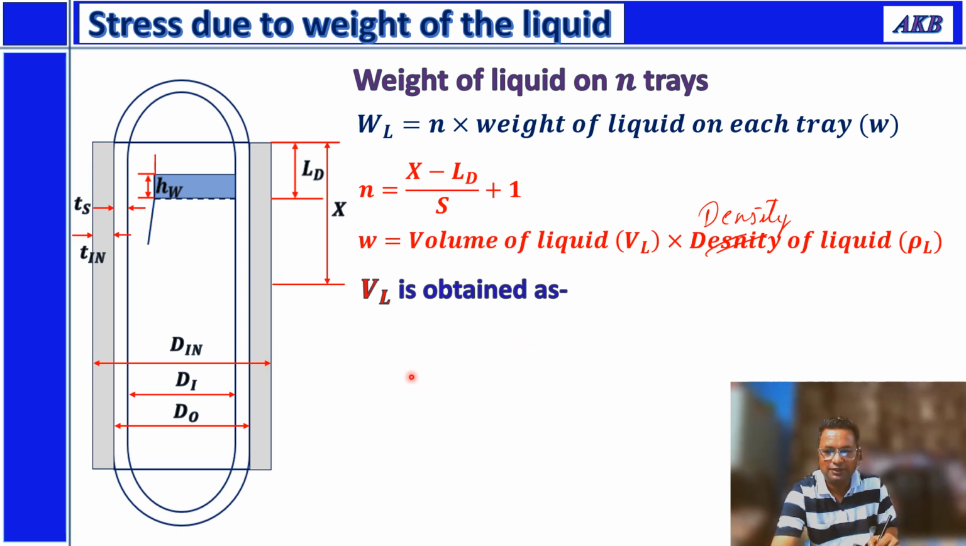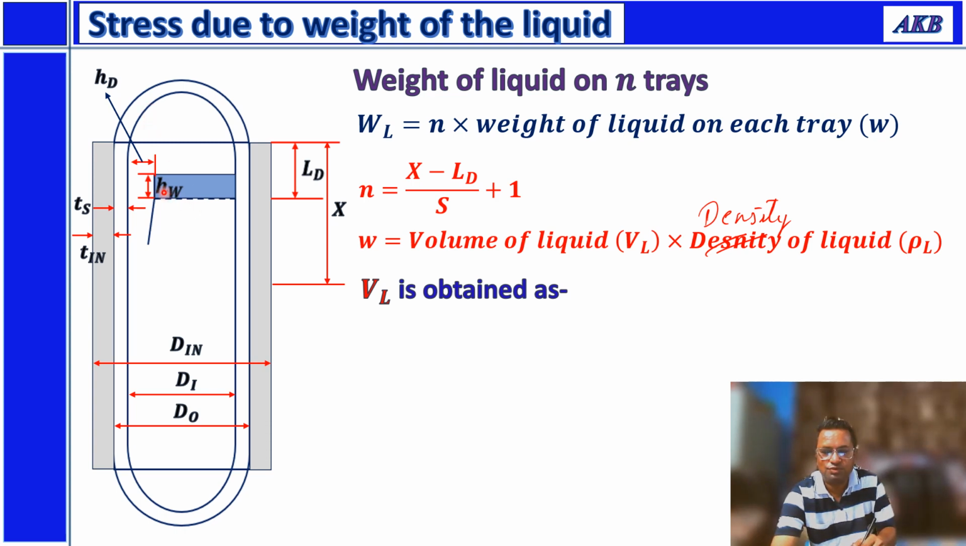How is it obtained? For that, just look at this tray. The space occupied by the tray is this one. This space is not occupied. This space is open, so it is occupied by the downcomer. Liquid will be flowing down to the next tray through this downcomer. Now let the length occupied by the downcomer be denoted as HD.